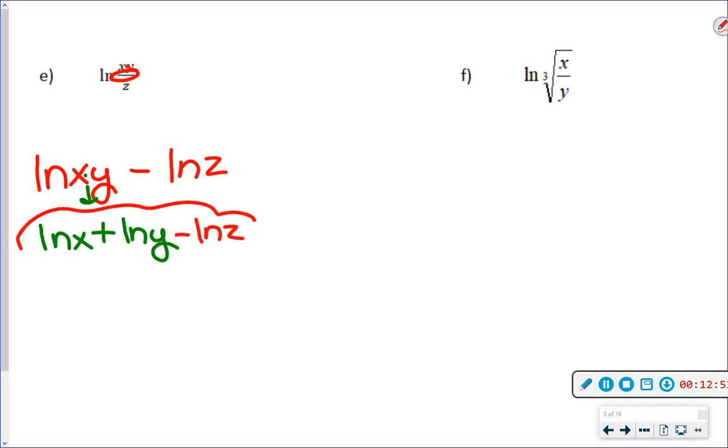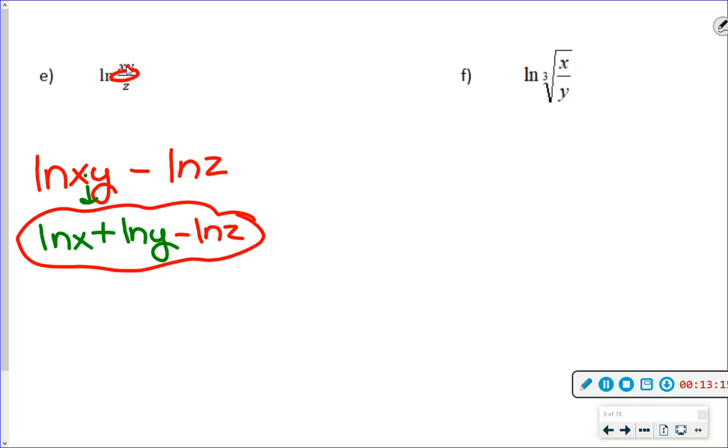And one quick, easy mental check, so to speak. Sometimes I get asked a lot, how do you know how many ln's or logs you should have in your final answer? Well, if you have 3 different variables in the problem, x, y, and z, then I should have 3 logs when I'm all said and done. So right away over here, I've got 2 variables, x and y. I better have 2 logs in my answer when we're done.